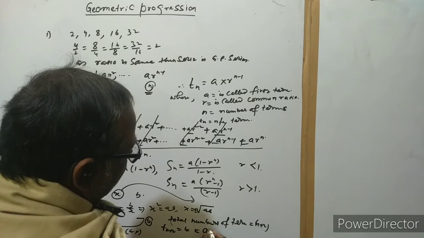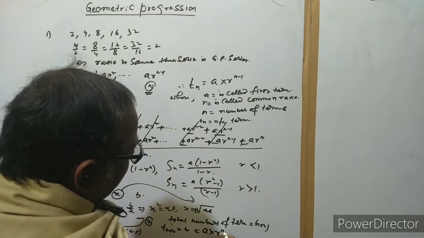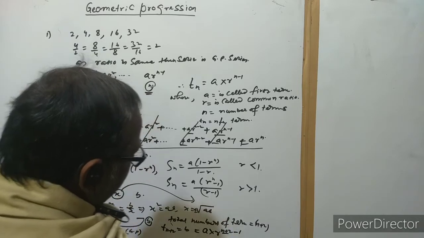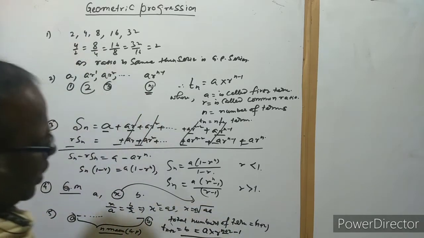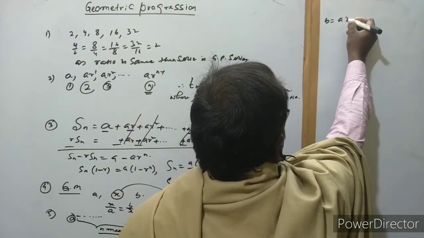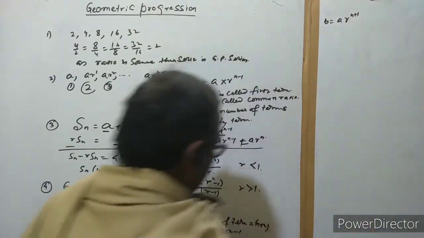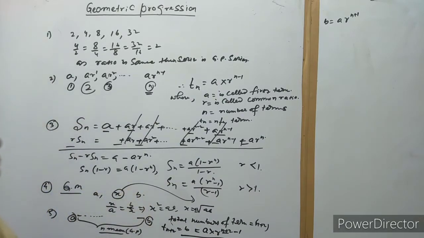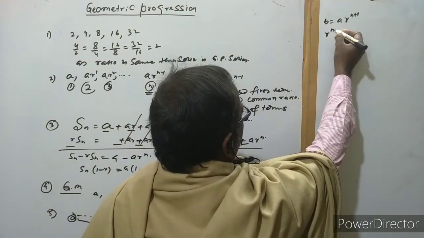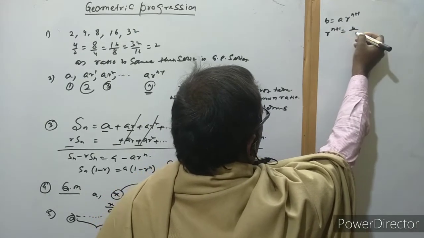So we can write here a into r to the power n plus 2. This is the number of terms, and this is minus 1. So now we can write from that b equal to a into r to the power n plus 1. See carefully, n plus 2 minus 1, this is n plus 1. Now r to the power n plus 1 is equal to b by a.